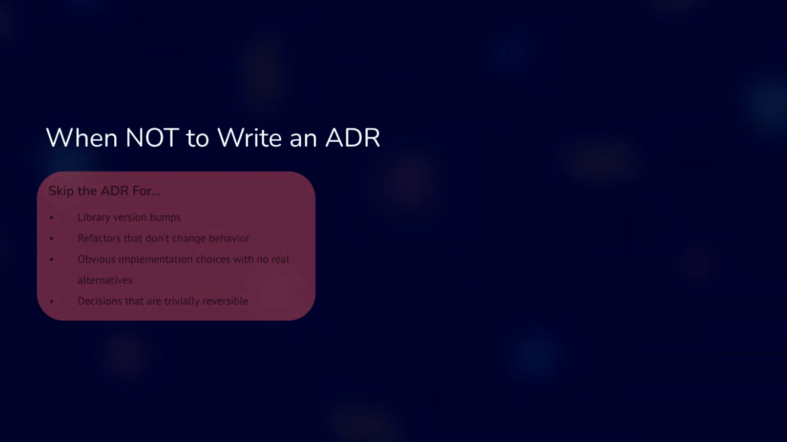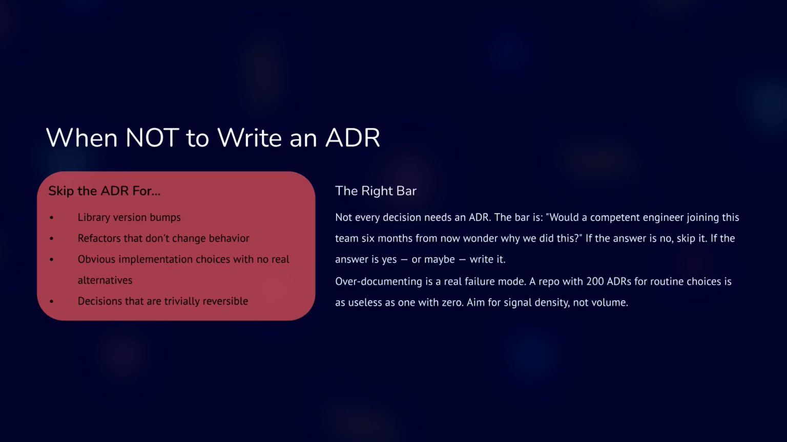Do not write ADRs for library version bumps, refactors that don't change behavior, obvious choices, or easily reversible decisions. The rule of thumb: If a competent engineer would wonder why you did this 6 months from now, write the ADR. Aim for signal density, not volume.